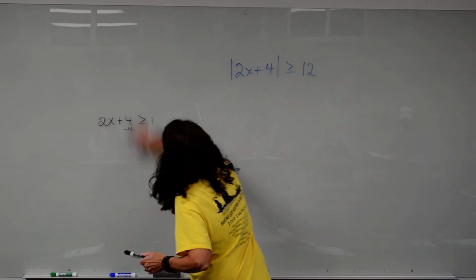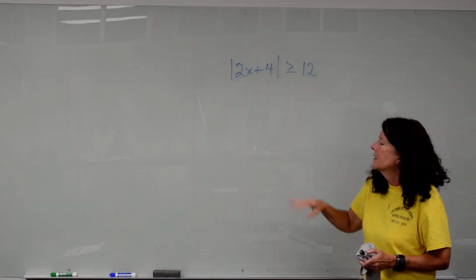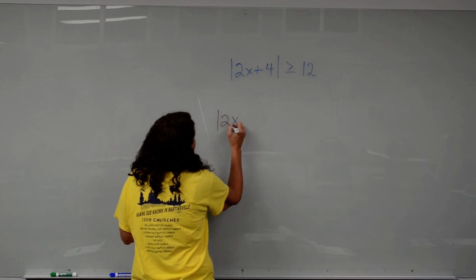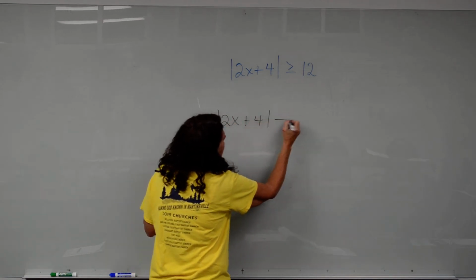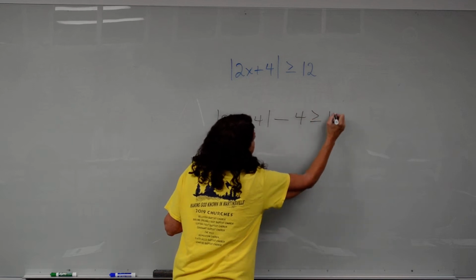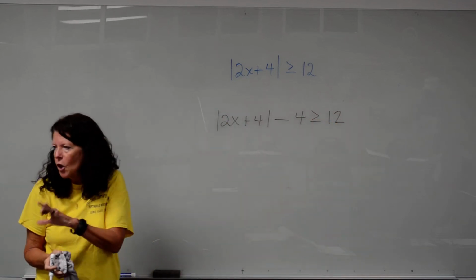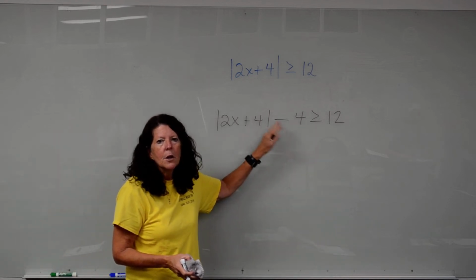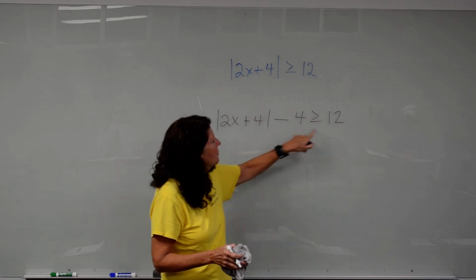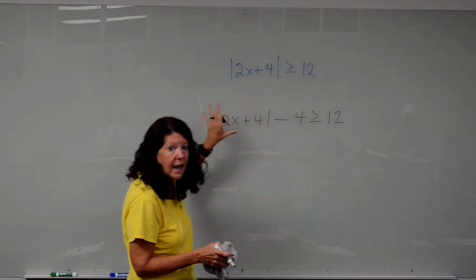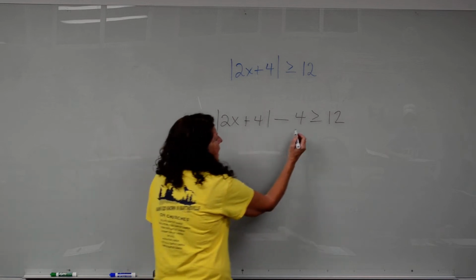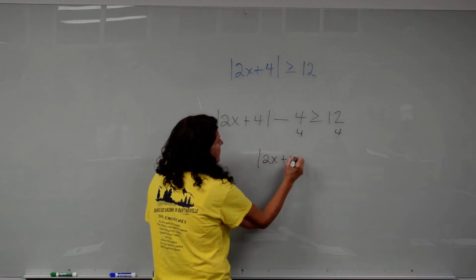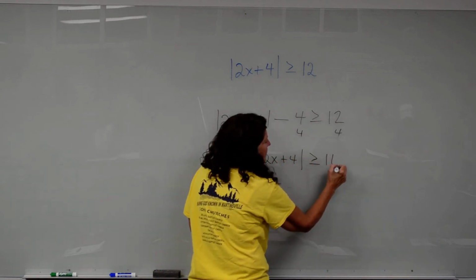Now I will say, guys, I say it doesn't get more complicated, but let's say you had this: the absolute value of 2x plus 4, minus 4, is greater than or equal to 12. Before you start this problem, you must get rid of everything except for the absolute value. So before you do a thing, you've got to move that -4 over. I'm going to add the 4 to both sides. So now I have the absolute value of 2x plus 4 is greater than or equal to 16.